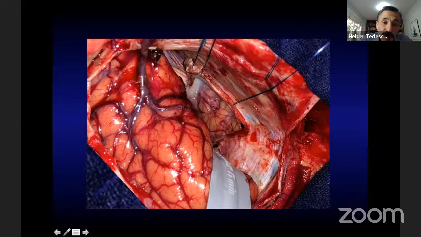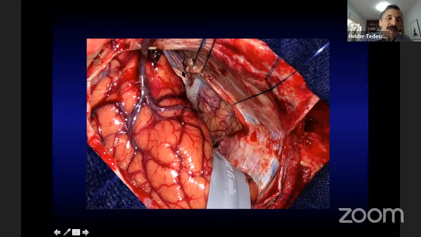So this was a big tumor that I expected to have to retract the cerebellum backwards. So I did a bigger opening of the tent. Again, you see, there's the splenium of the corpus callosum. I don't like to operate on the splenium.